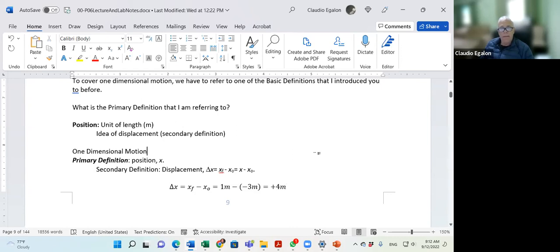So that's our first secondary definition, displacement. We're doing that because we're going to use this definition here for what's going to come next.